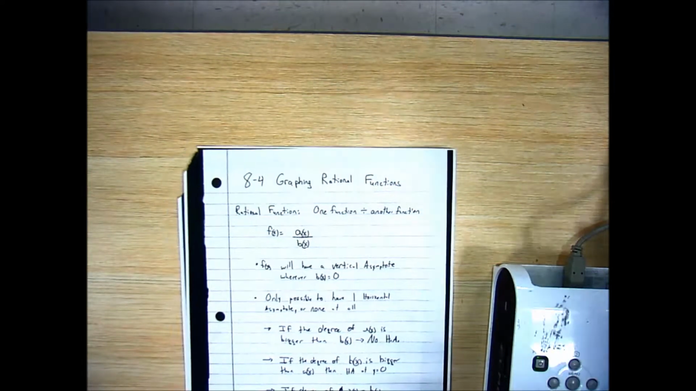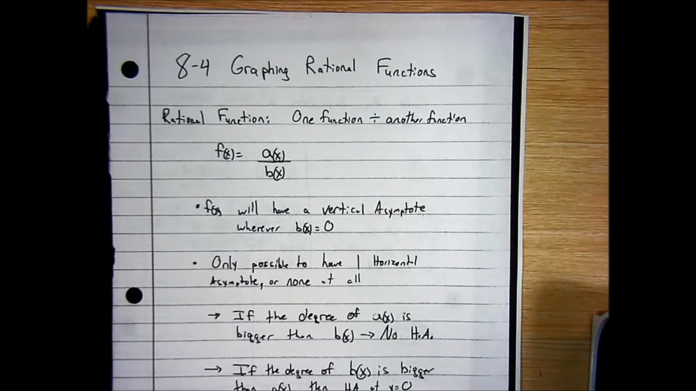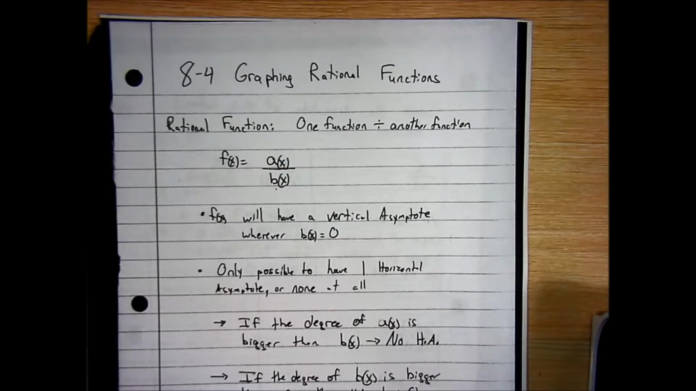Hello, Algebra 2. We have section 8.4, graphing rational functions today. A rational function is when we're taking one function divided by another. In this example we have f of x equals a of x divided by b of x.